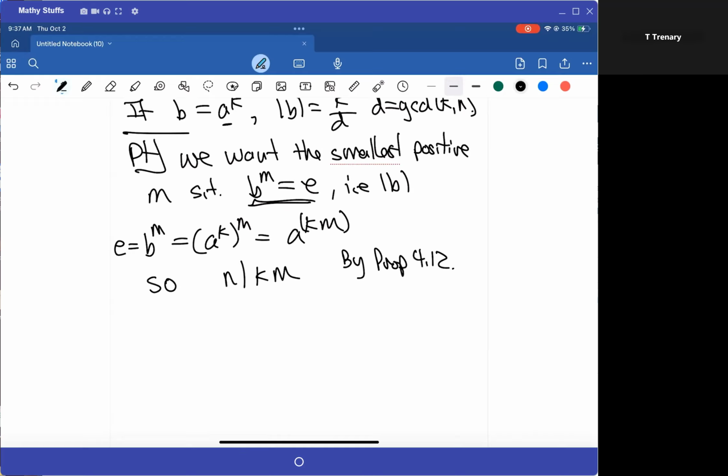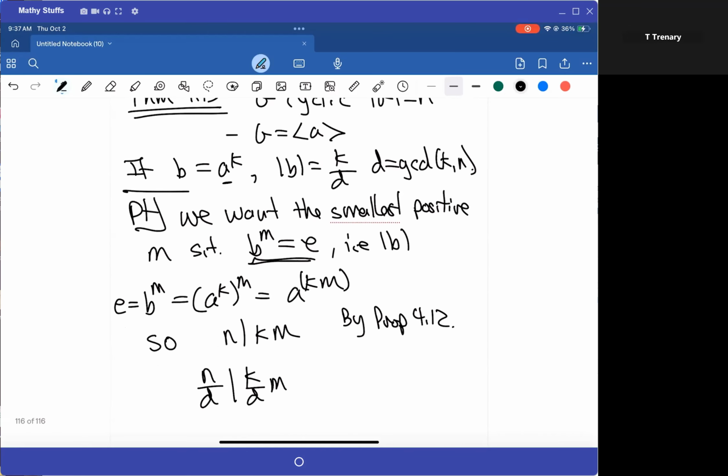So now I'm going to divide both sides of this by d. In other words, I'm going to replace n with n over d and k with k over d, and then I have that times m. And I can do that because d is a divisor of both those things, and it's the largest such divisor. That means once I pull this common divisor out of n and out of k, they have no common factors anymore. So there's no way that n over d could possibly divide k over d.